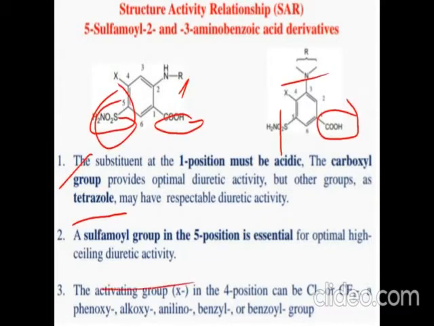Then the third part is at the fourth position, where X is given. At the fourth position there must be a group such as halogens, trifluoromethyl, phenoxy, alkoxy, anilino, or benzyl group. Such groups can be present at the fourth position, which can give the optimum activity.